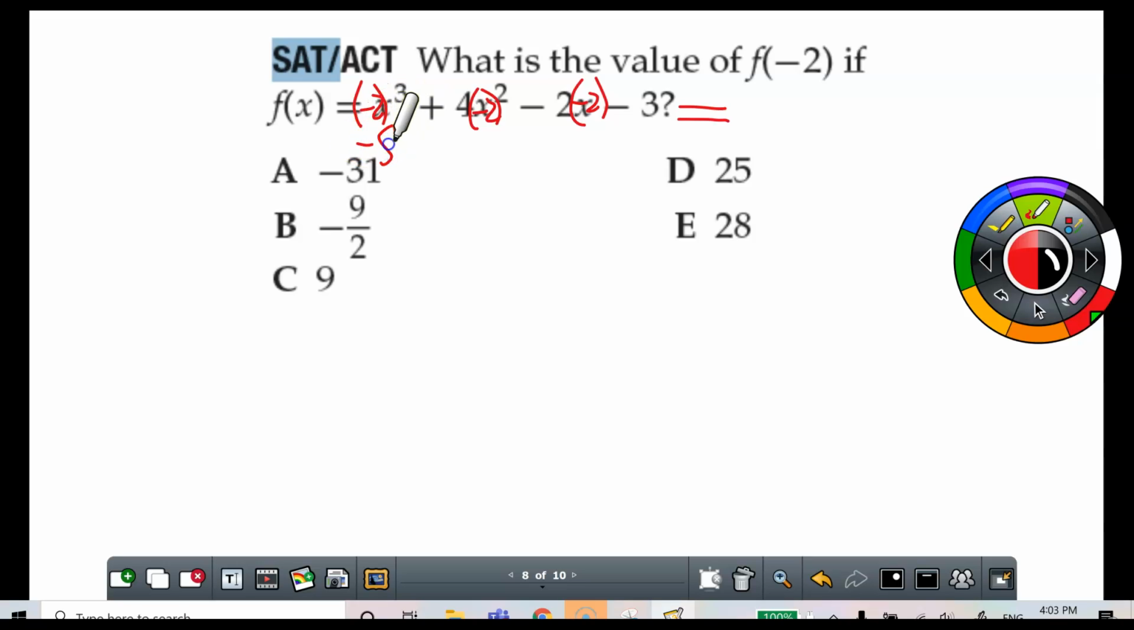So this is negative 8 plus 16 plus 4 minus 3 partial. Add all of them up, you have positive 9. So C is correct. Okay.